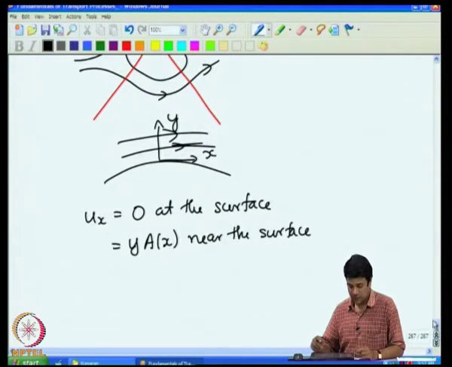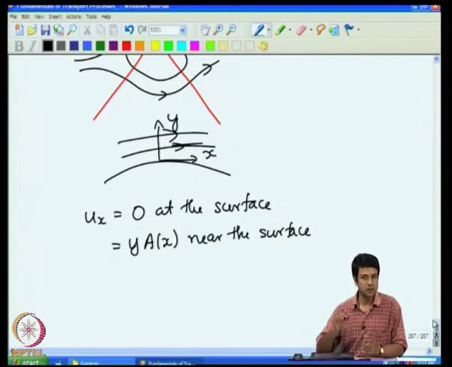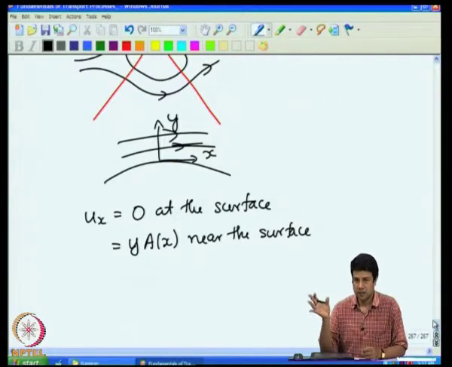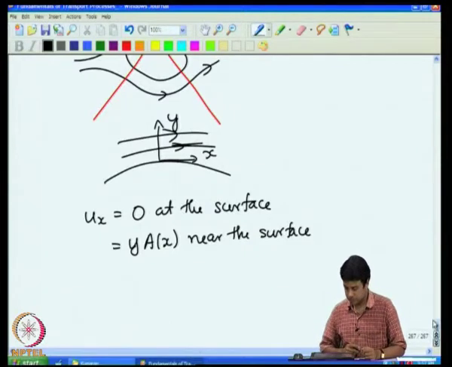This is only when the length scale for the boundary layer thickness is small compared to the macroscopic scale over which the velocity varies. In the case of flow past a particle, the velocity was varying over length scale capital R. So long as your boundary layer thickness is small compared to capital R, close to the surface, you can make this approximation.